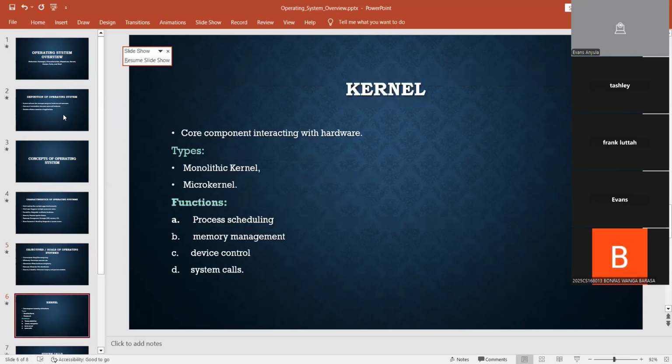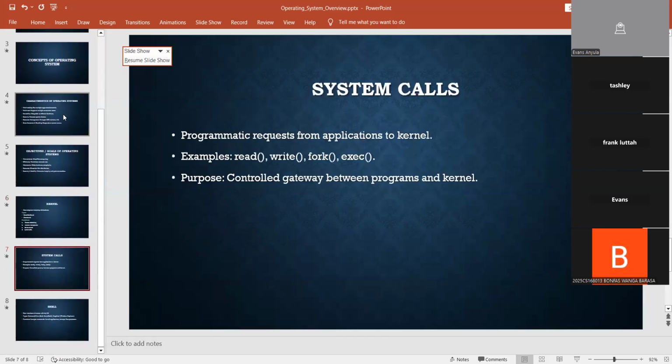So in our second last component, we have the kernel, and we say the kernel is divided into two parts, which support the hardware part of a computer. We have the monolithic kernel and the microkernel. So what are the functions of these two? We have process scheduling, memory management, device control, and the system call.